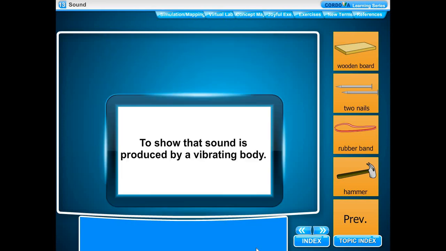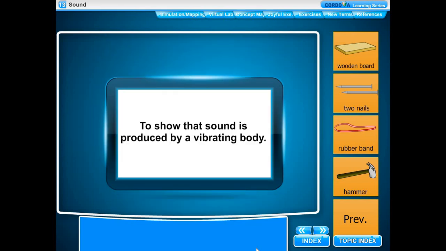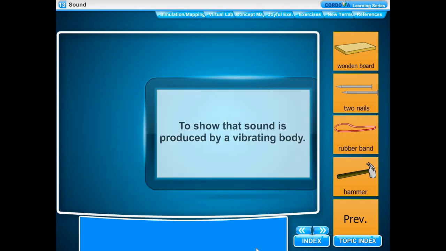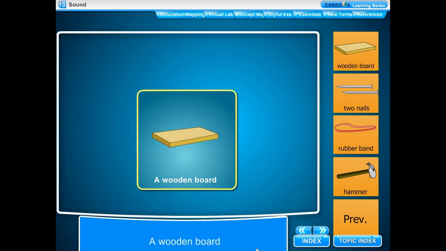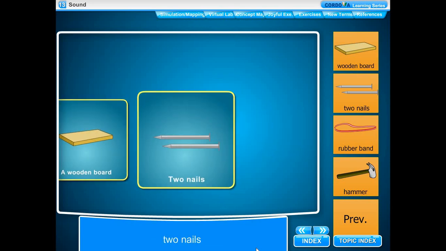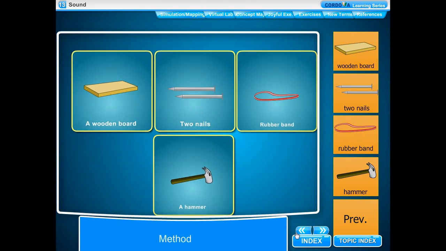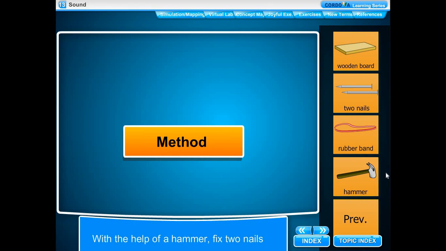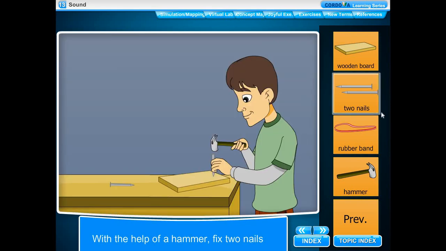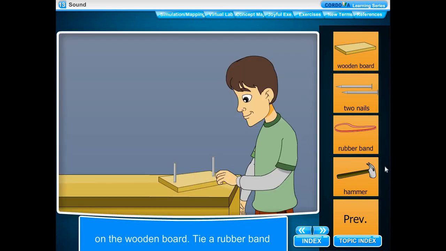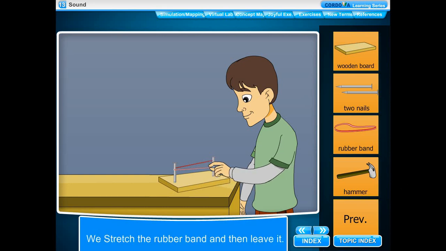Activity 2. To show that sound is produced by a vibrating body. Things needed: a wooden board, 2 nails, a rubber band, a hammer. Method. With the help of a hammer, we fix 2 nails on the wooden board. We tie a rubber band between the 2 ends of the nails. We stretch the rubber band and then leave it.